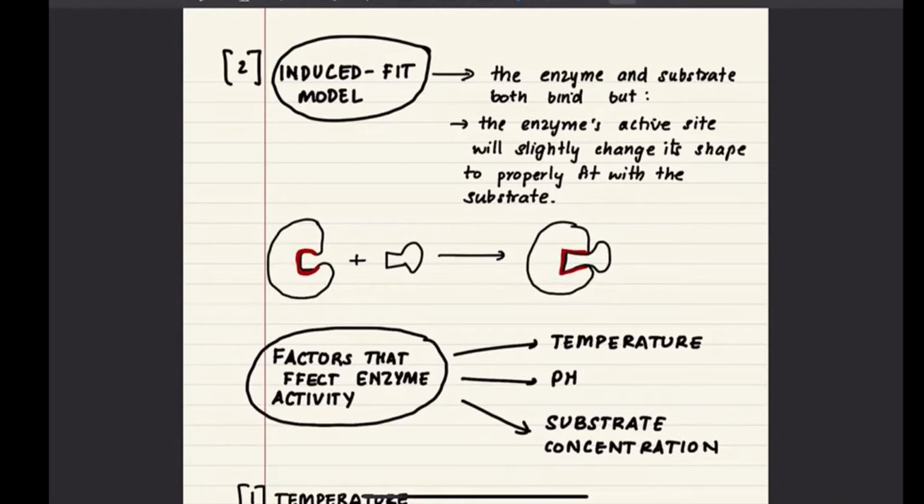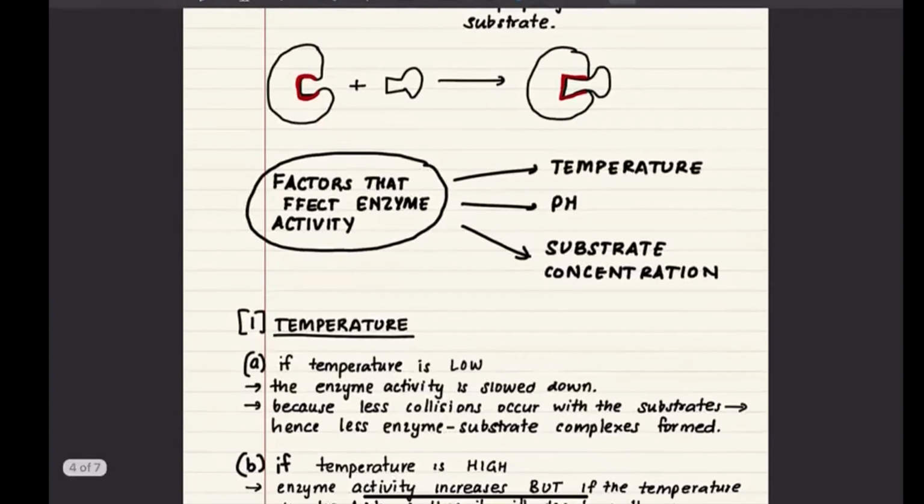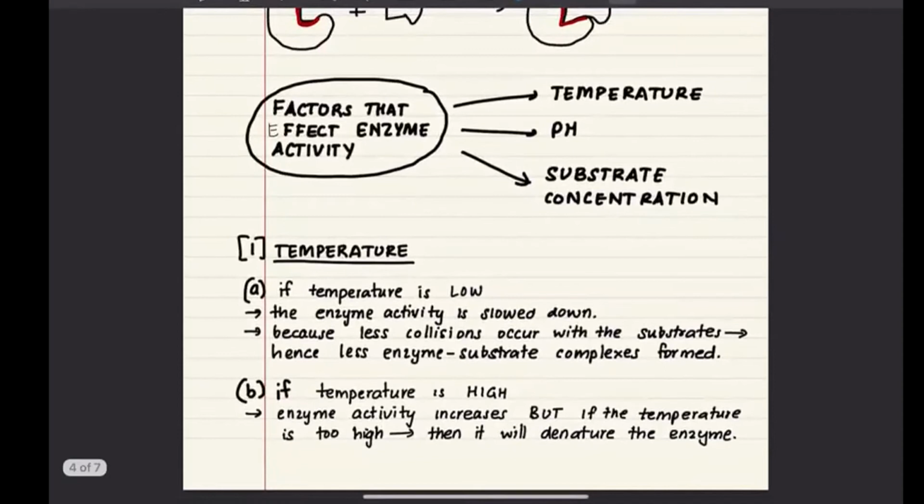So that is an induced fit. Induced means it changes in order to match the substrate. So that's the difference between the lock and key and the induced fit model. The next thing is that there are three factors that actually affect the enzyme. That is your temperature, your pH, and the substrate concentration. So let's discuss each of them individually.